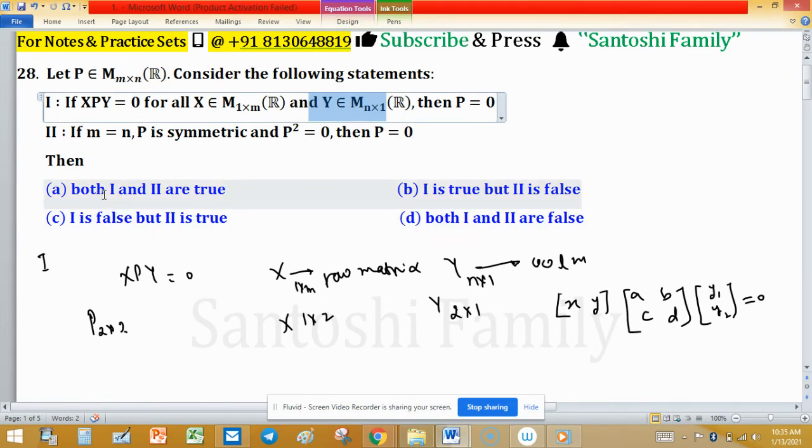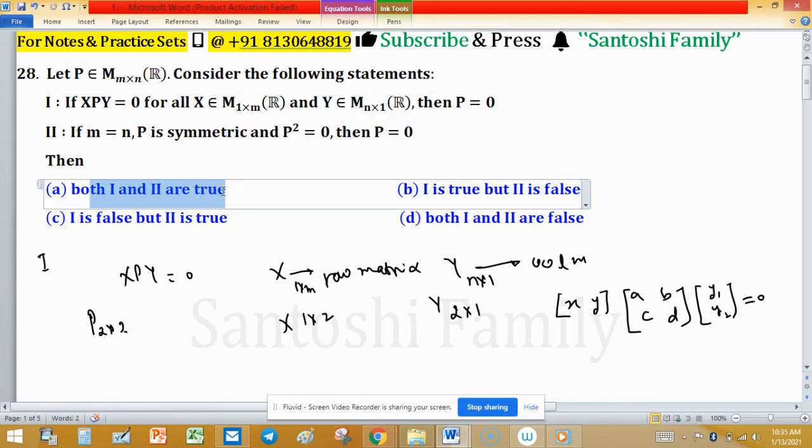So the options in which statement first is true are discarded. Option A, both statements 1 and 2 are true, is false here. Option B is also false. Here we need to check C and D. If we can validate statement 2, then we are done.